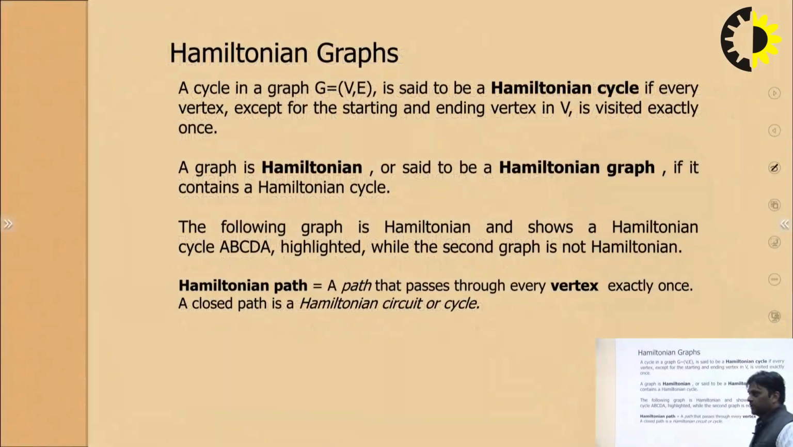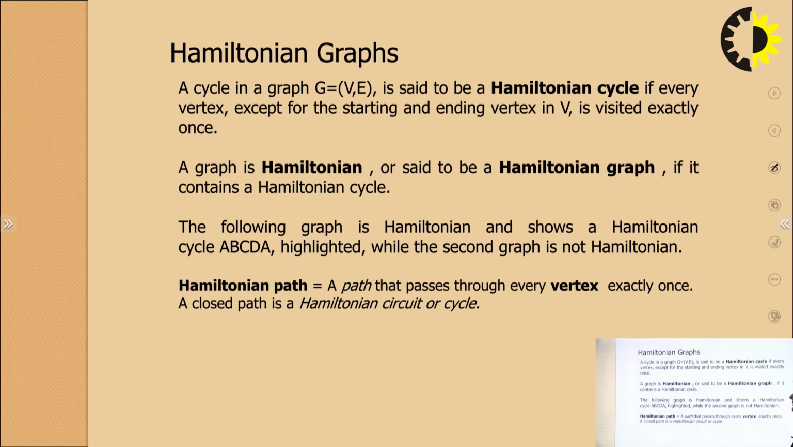Here today I discuss the Hamiltonian graph. Hamiltonian graphs are those graphs in which all the vertices should be traversed without repeating any vertex except the initial vertex.